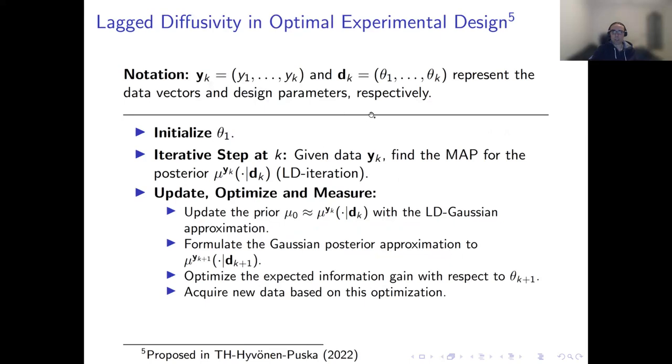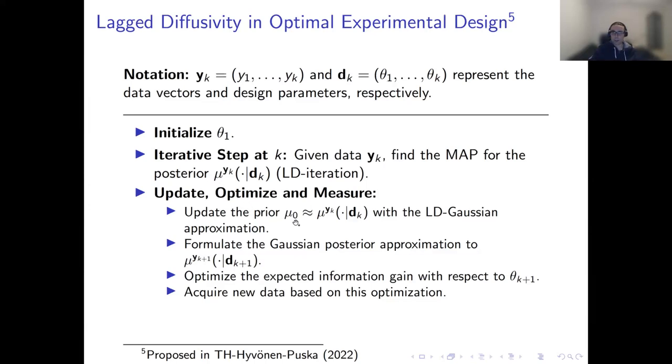So the idea for OED here is the following. If Y denotes your measurement vectors up to K experiments, and DK are the first K design variables, you initialize, you start with some angle, and at the kth step, you do the following. Given the data that you have acquired by then, you find the maximum a posteriori estimate for the posterior, so you basically do the deterministic lag diffusivity iteration, and then you proceed as follows.